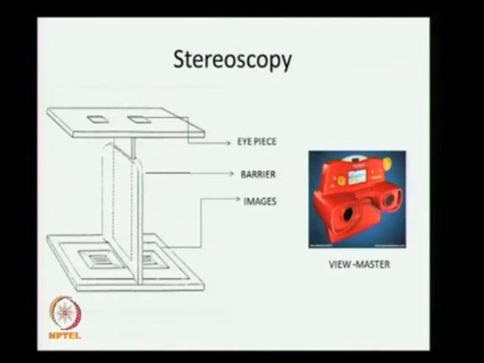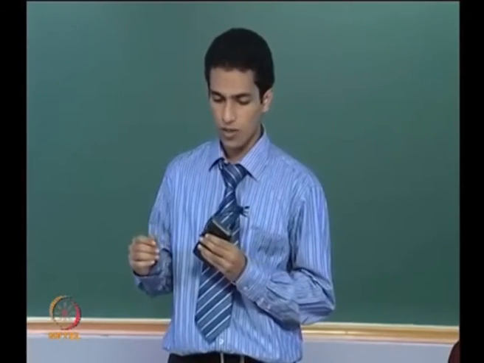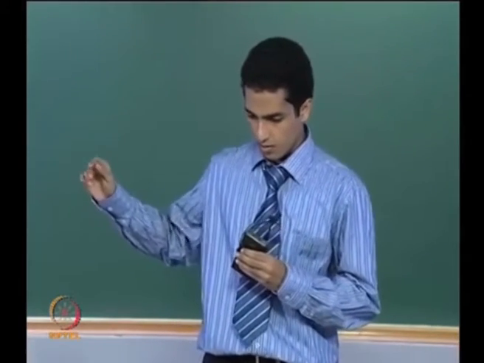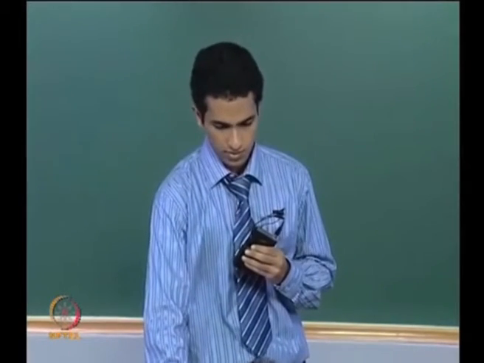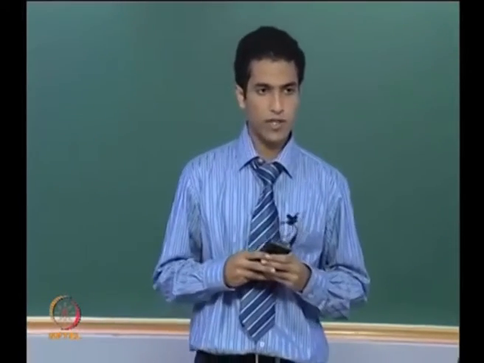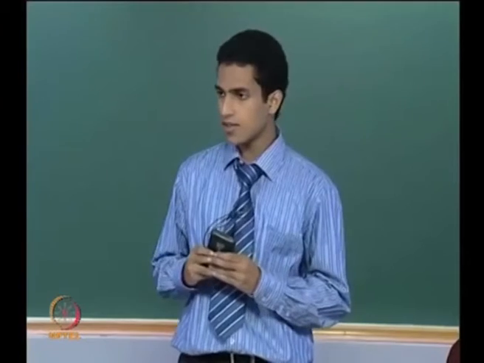Then these images are separately directed into our 2 eyes using a technique called stereoscopy. The basic setup is an eyepiece, a barrier, and an image stand. An excellent example of this is the Viewmaster. An improved version of the stereoscope is the anaglyph, in which 2 images are captured in 2 different colors, one red, another cyan. Then these are directed into the eyes by a filter.